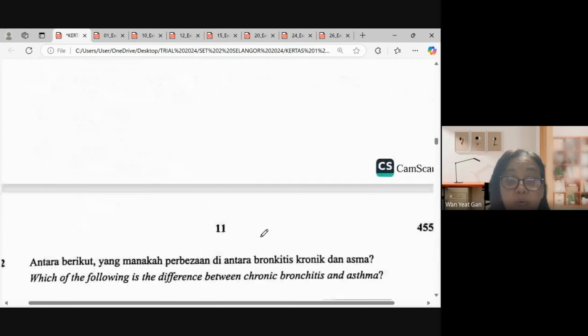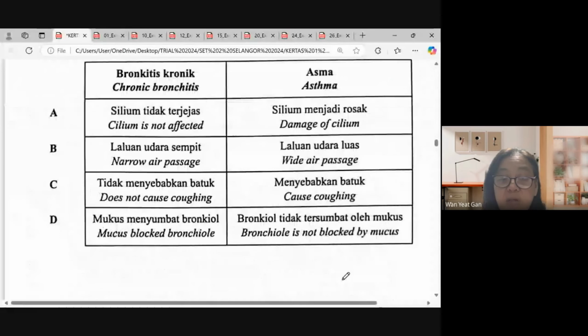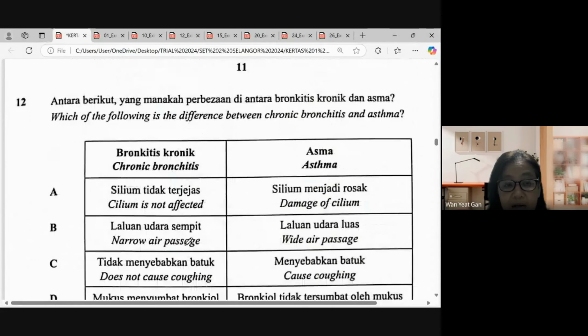Okay. Which of the following is the difference between chronic bronchitis and asthma? Okay, so chronic bronchitis usually affects a person when he has an infection. Usually the cilia are affected. The narrow passage will cause, and because a lot of mucus is produced, they will tend to cough more. Okay, and the mucus produced will block the bronchiole. So therefore, the answer here for 12 is D.